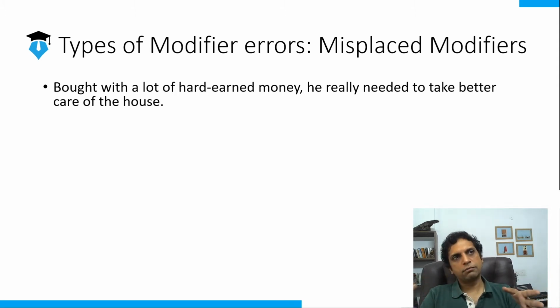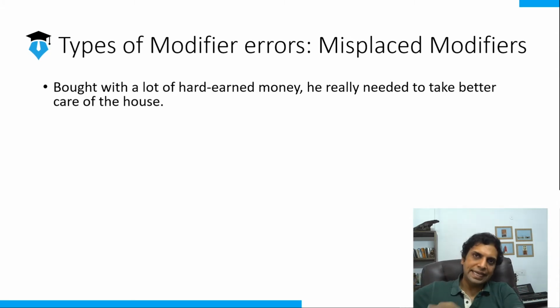So if you try moving the focus, what happens to the sentence? Bought with a lot of hard-earned money, the house really needed to be taken better care of by him. Passive voice sounds really bad, sounds clunky, sounds complicated. How do you simplify this? You move the modifier next to its subject. He really needed to take better care of the house which he had bought with a lot of hard-earned money.